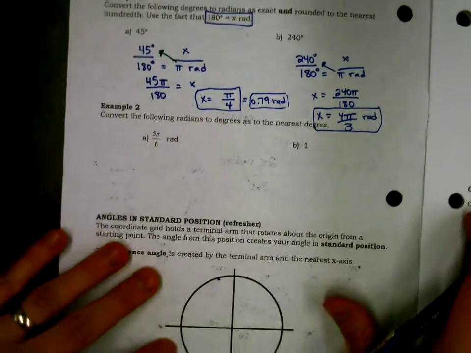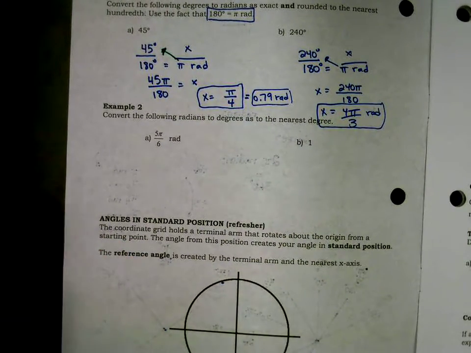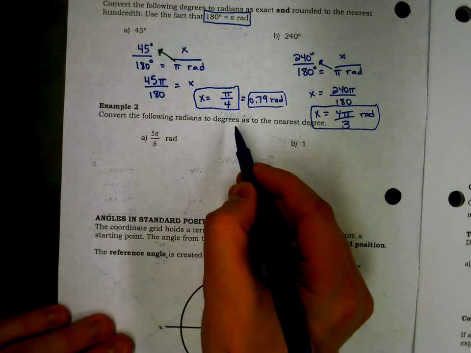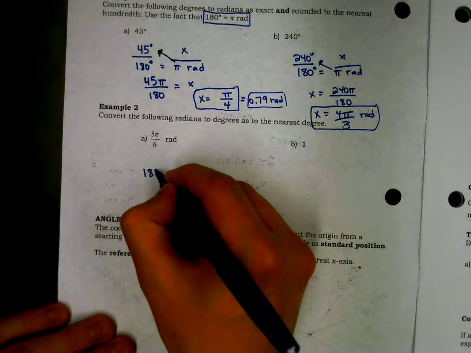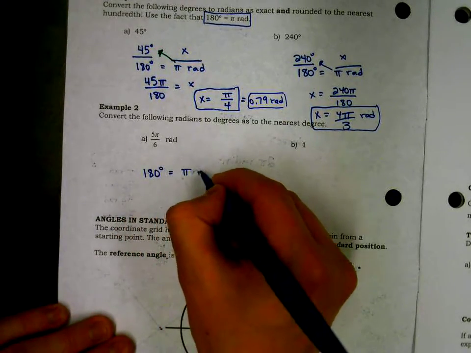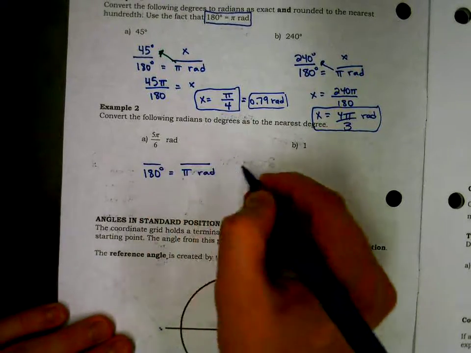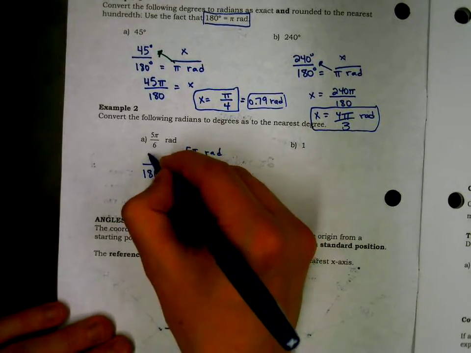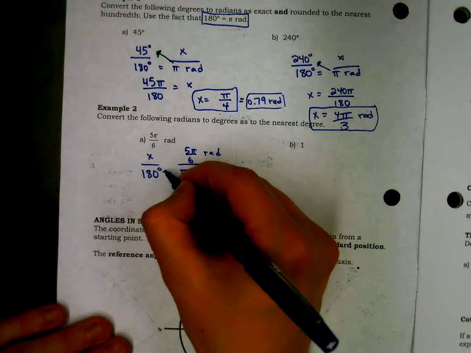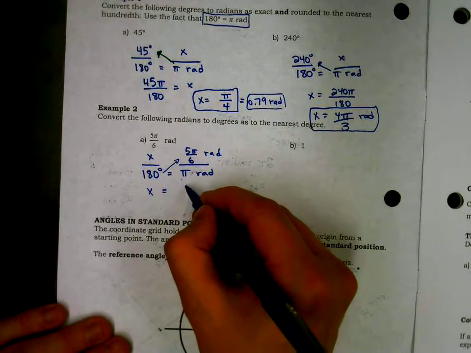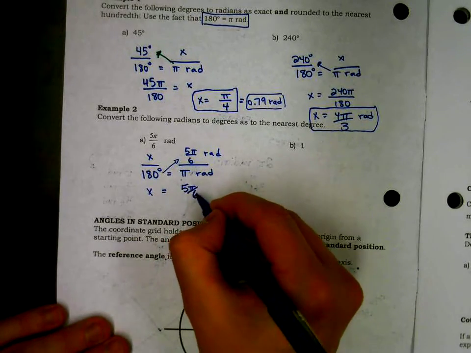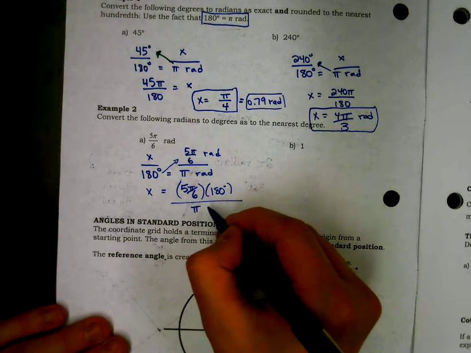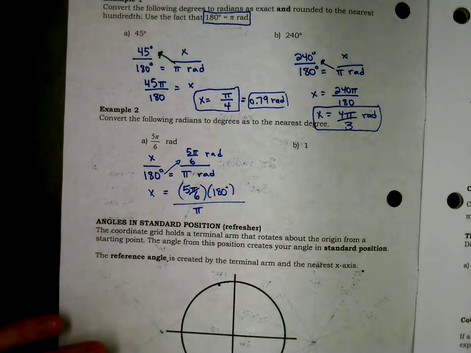But example 2 works the same, but we're going to convert in the other direction. Convert the following radians to degrees. So start with the fact: 180 is pi. We can write the units we know, 5 pi over 6 on the radian side, unknown degrees on the degree side, and cross multiply that 180 up there. So we have 5 pi over 6 hanging out next to 180 degrees now, all divided by pi. And the radians will cancel, but essentially this is what we have to reduce.